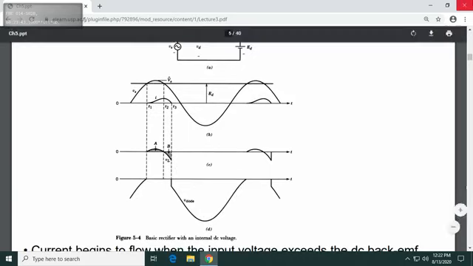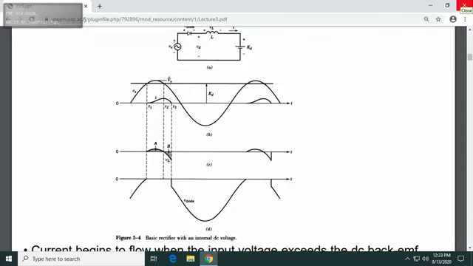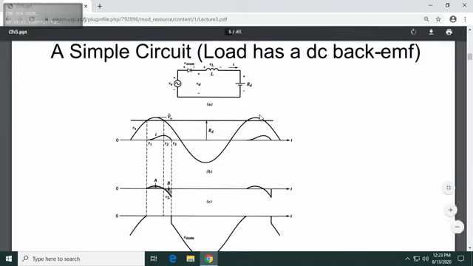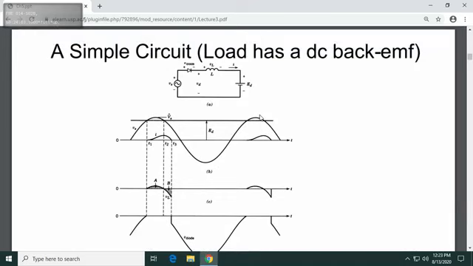Let me give you some formulas. The only formula you are going to write down: VAC is equal to, what do you think VAC is equal to by looking at the circuit? VAC is equal to L di/dt plus ED. That's all. Note to try this in your lab.